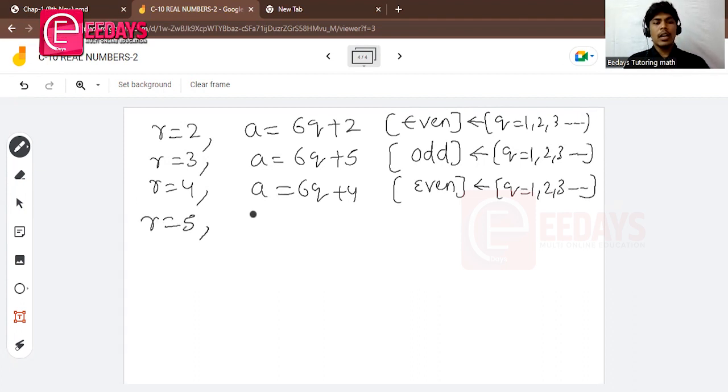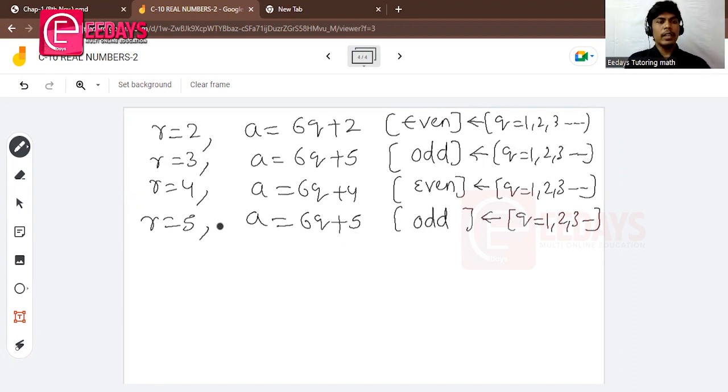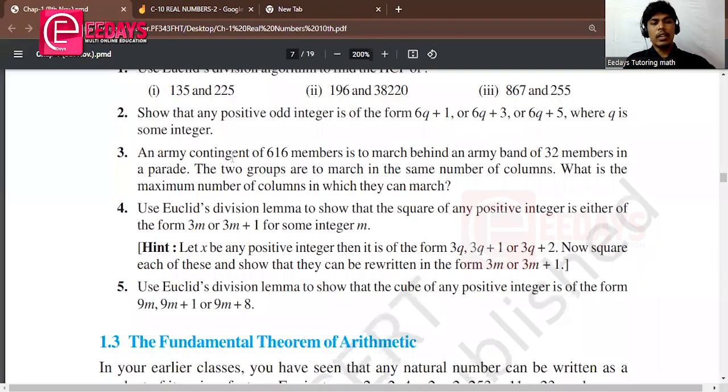Now a is equal to 6q plus 5. Substitute any value of q, it's up to you. You can do it in rough work. Substitute any value of q, you'll get odd numbers. So finally, what did they ask for? Show that any positive odd integer is in the form of 6q plus 1.